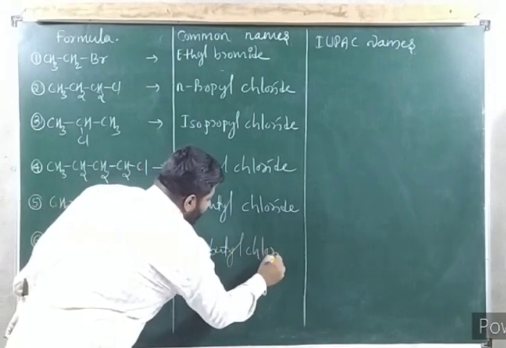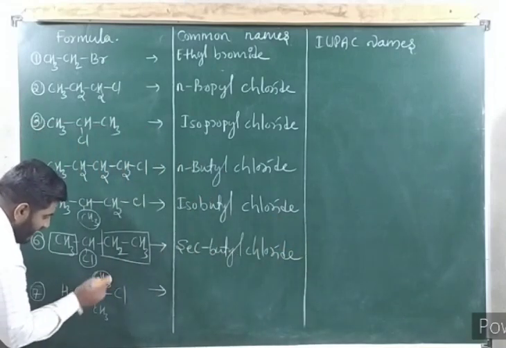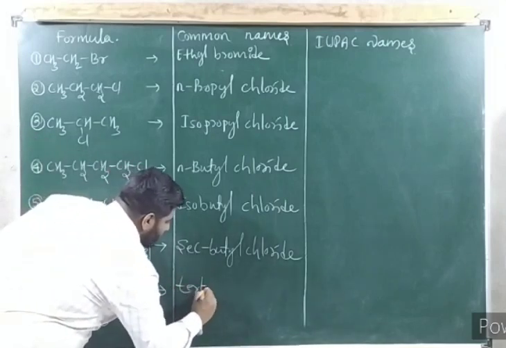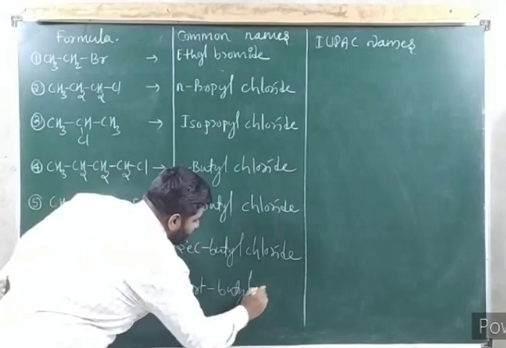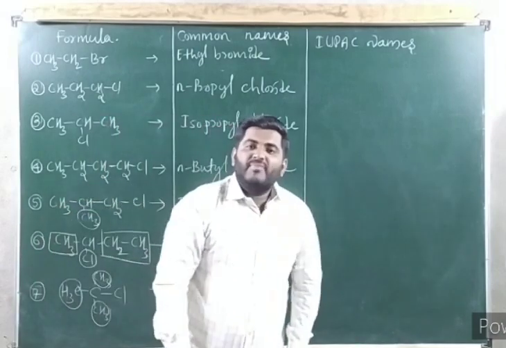Secondary butyl chloride. What about this case? Halogen attached carbon is having 3 substituents. So it is called tert. Tertiary butyl chloride. I hope you are getting. These are the common names.